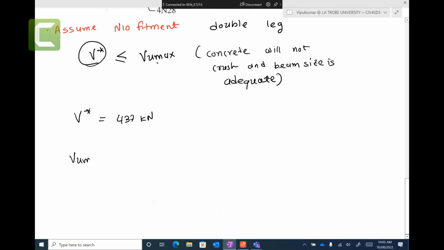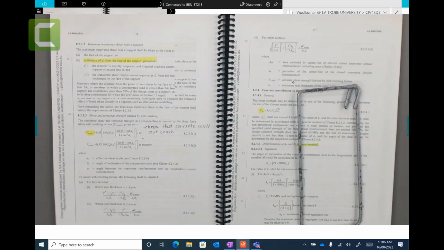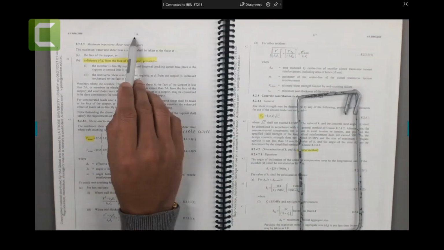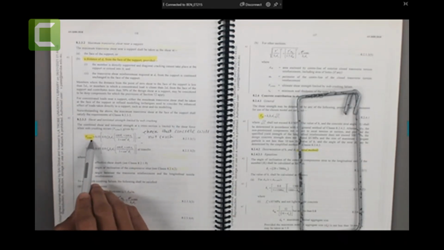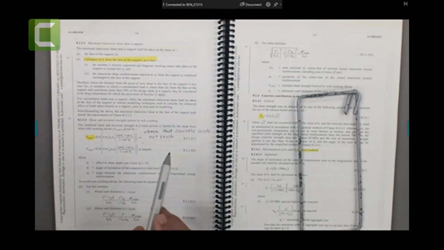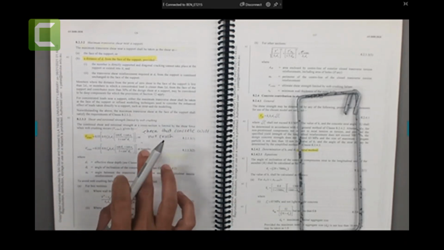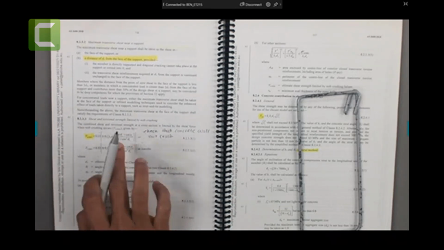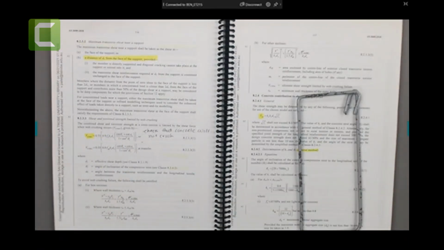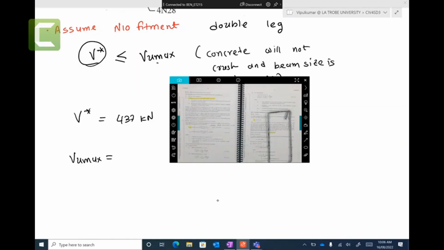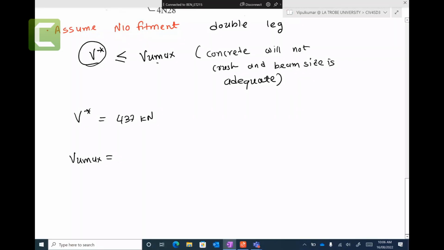Now Vu max equals, you can get it from your standards, page number 116, clause 8.2.3.3, Vu max. I just copy this whole equation. We're not talking about torsion in our course, so we don't need to worry about that. We just worry about this first one, so we're going to copy this one. If you can't see it, just open your standards and copy the equation from there.